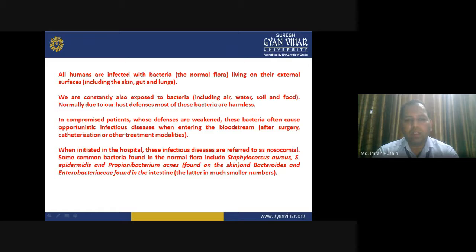Some common bacteria found in the normal flora include Staphylococcus aureus and epidermidis, and Bacteroides and Enterobacteriaceae found in the intestine, the latter in much smaller number.